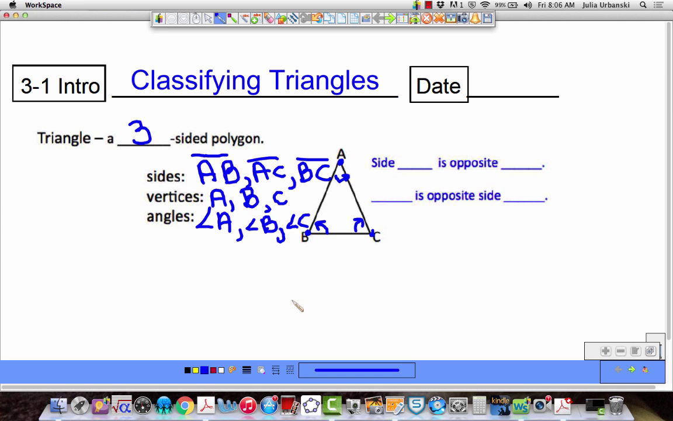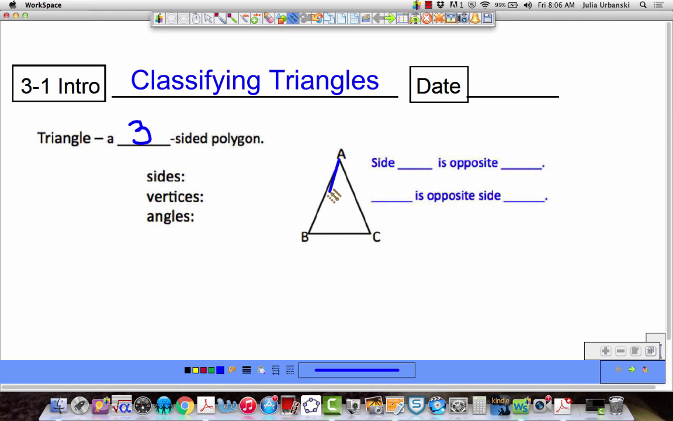Throughout this, and then you have this word called opposite. So if we have side AB, write that down, side AB is opposite, meaning directly across, not touching, exactly opposite from what angle? C. Okay, those are going to be important words that you're going to need to know for this chapter.